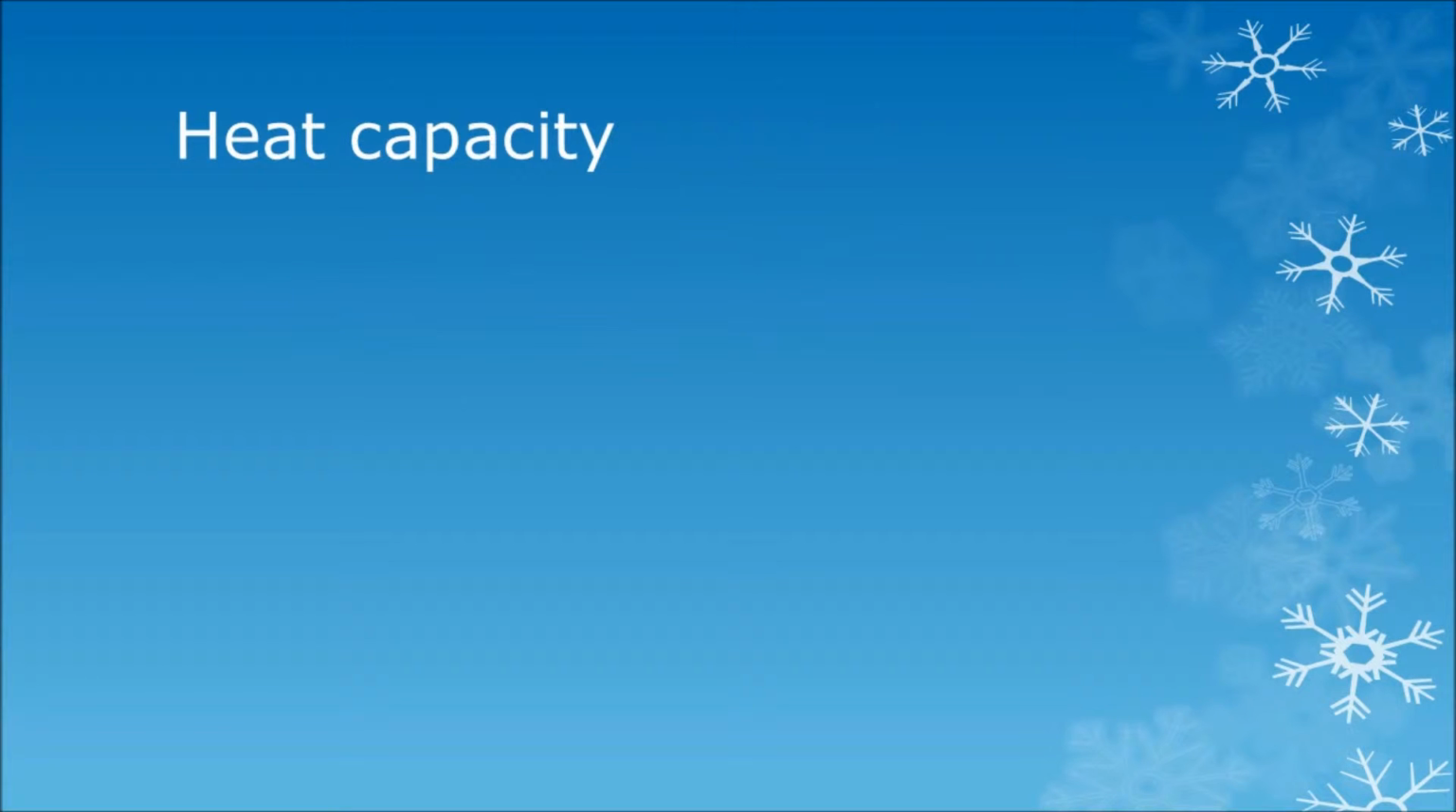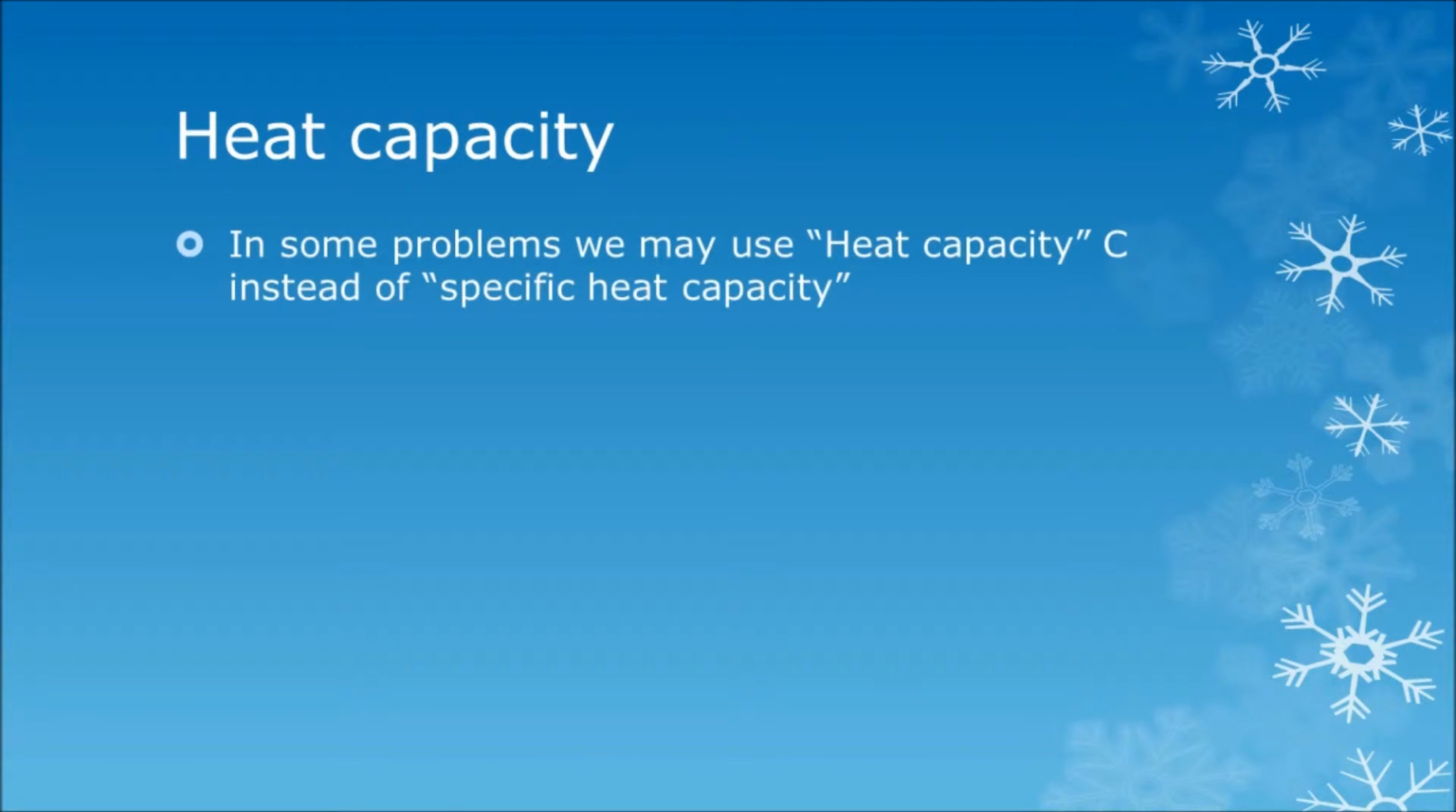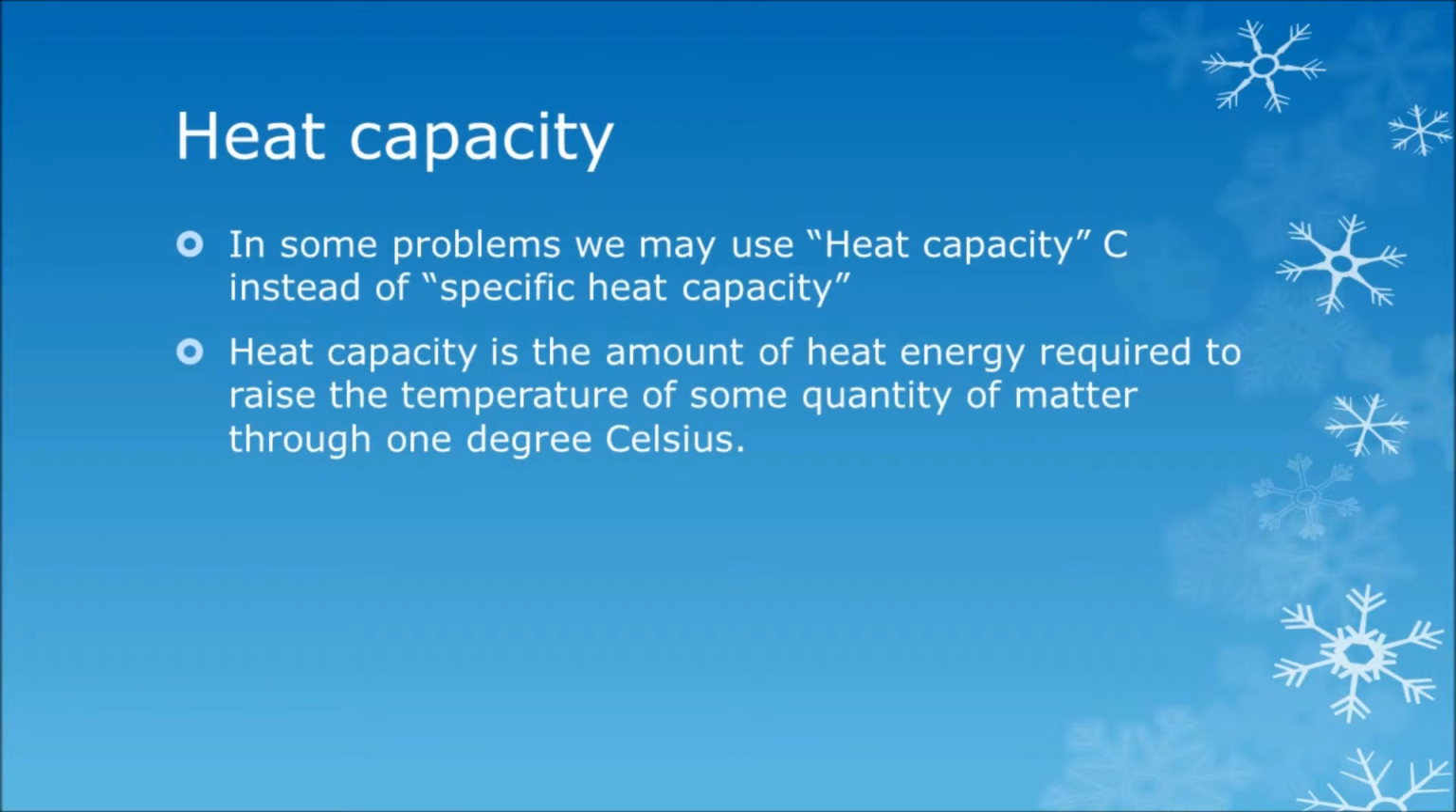The second term that we need to be familiar with is heat capacity. We tend to use heat capacity, represented by the capital letter C, instead of specific heat capacity for certain reactions or certain calculations. By definition, it is the amount of heat energy required to raise the temperature of some quantity of matter through 1 degree Celsius. It can be 5 grams of water, it could be 500 grams of water. What we are trying to calculate is the total energy required for changing the temperature by 1 degree for this quantity. So typically it is specific heat capacity times the mass of the substance.